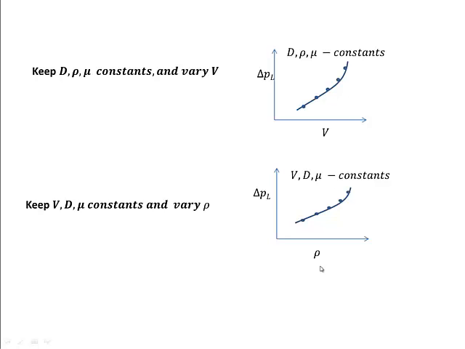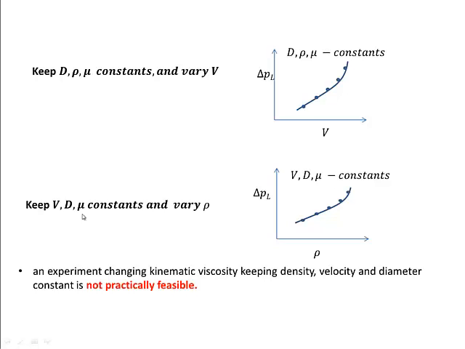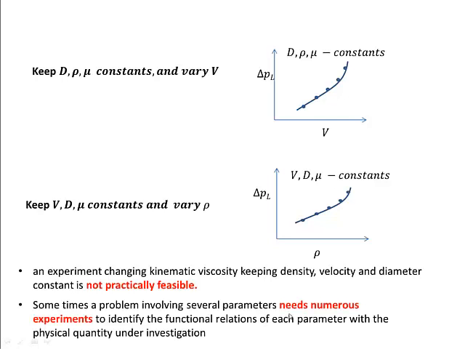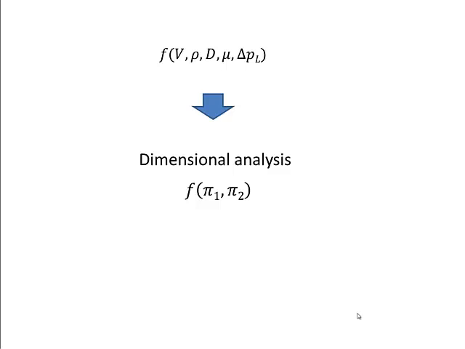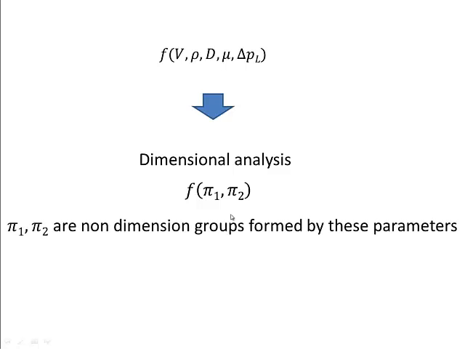Although this is a systematic approach for doing experiments, it may not be practical sometimes. For example, an experiment changing kinematic viscosity, keeping density, velocity, and diameter constant is not practically possible. Moreover, a problem involving several parameters requires numerous experiments. In order to overcome such issues, the variables examined in the experiments can be combined to generate non-dimensional groups so that a functional relationship between these groups can be found out from the experiments.